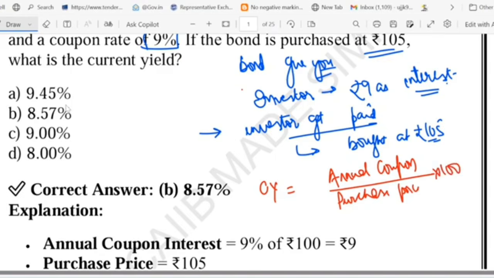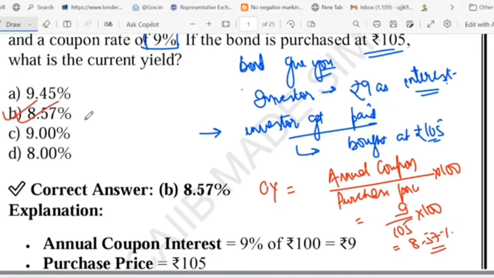So what is the annual coupon that you have? The annual coupon is 9 rupees. And what is the purchase price? You bought it at 105, multiplied by 100. So you tell me, 9 is how much percentage of 105? That is nothing but 8.57%. So the correct answer is option B, right?